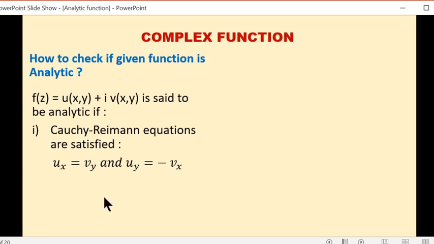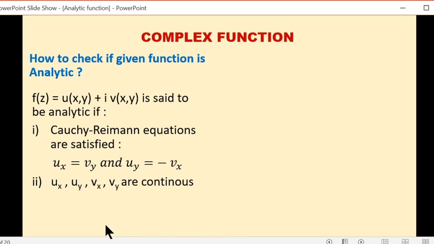So these two should be the same, and uy should be equal to minus vx, that is, the partial derivative of u with respect to y should be equal to minus the partial derivative of v with respect to x. So these two equations should be satisfied. This is called the Cauchy-Riemann equations. That is the first one.